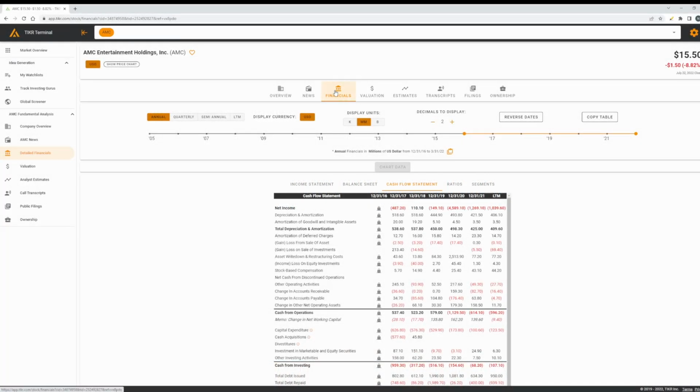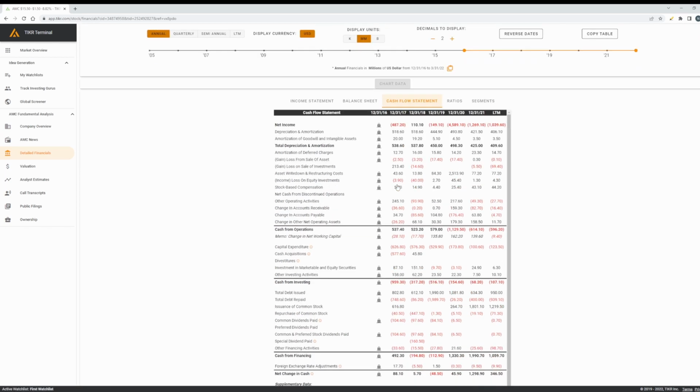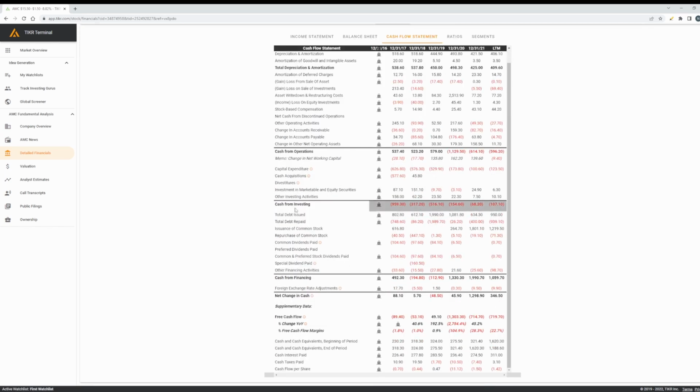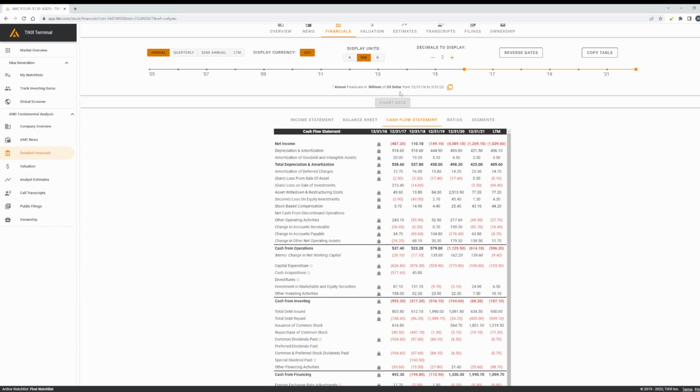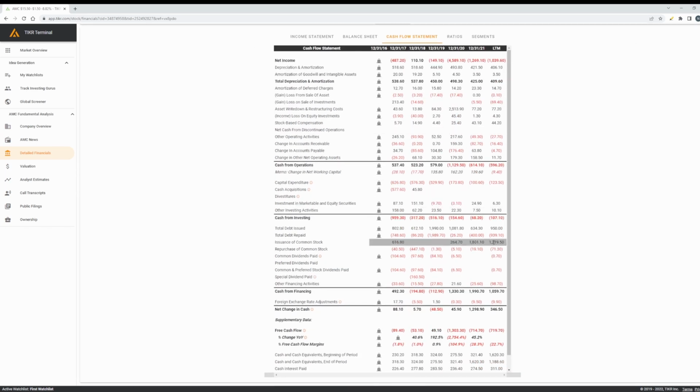Back over to TIKR Terminal, let's have a look at the stock issuance. We can find that under financials and then go to cash flow statements and scroll down here, cash from investing, and then right here, issuance of common stock. So what this means is that they issued 1,219 shares of common stock, which means another form of dilution. Now remember, it's not 1,000 because we've got to multiply it into millions. So if that is millions, then that's a billion. So basically in the last 12 months, they've issued 1.2 billion shares extra into AMC. That means that they've diluted the other shareholders effectively.